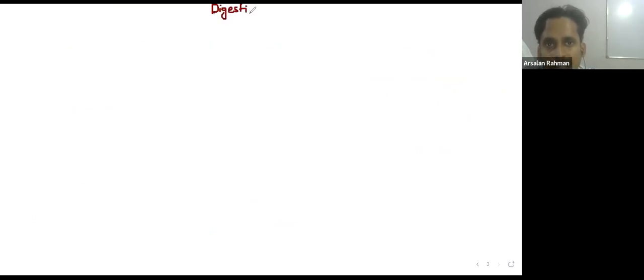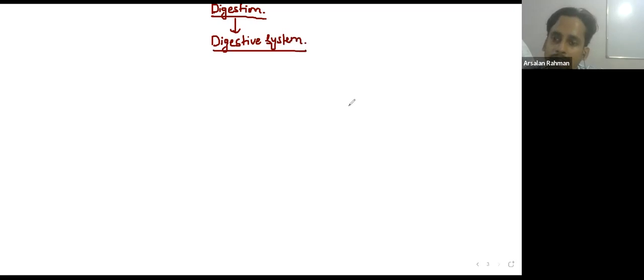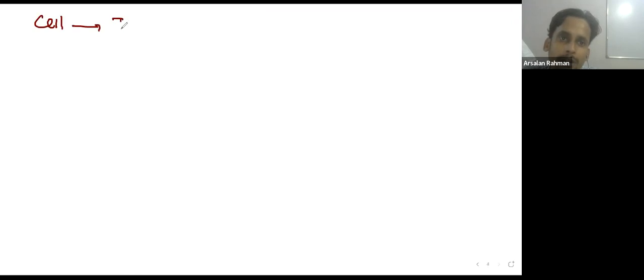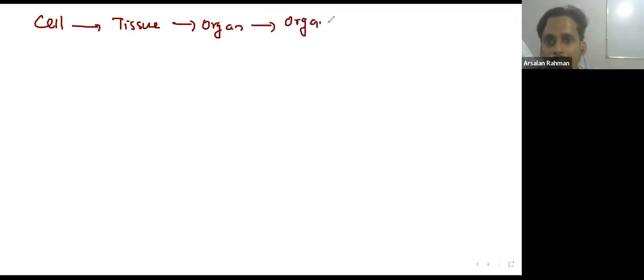So to perform digestion, there must be some system in our body. So for digestion, there is the digestive system in our body. What do you mean by system? You must have heard in junior classes that we are made up of cells. Cells form tissue. Tissue will form organ. Various organs will form an organ system. And various organ systems combined together will form an organism. You know this, yes or no?